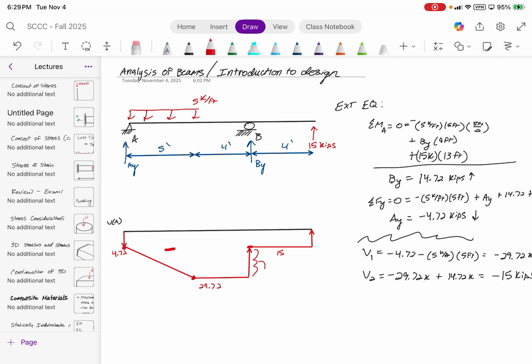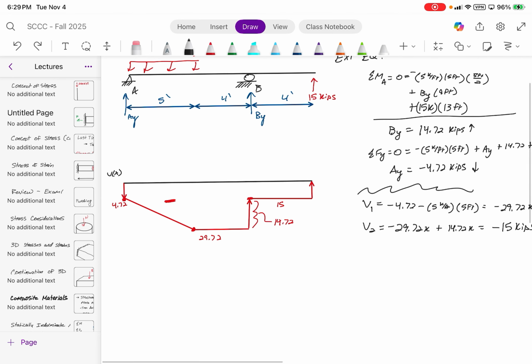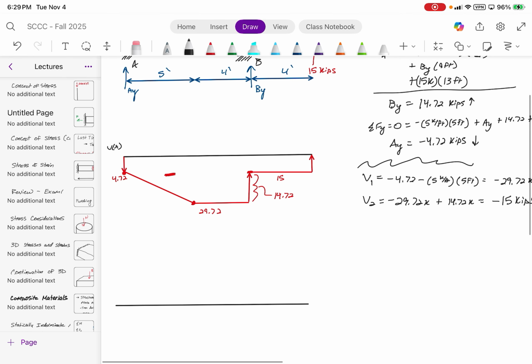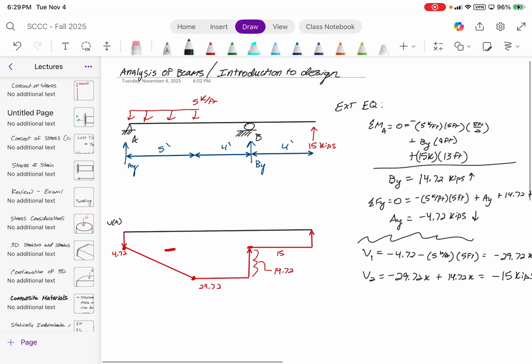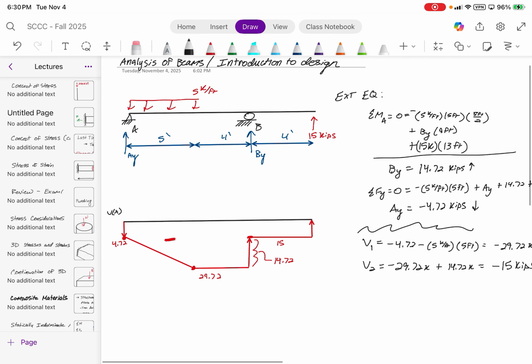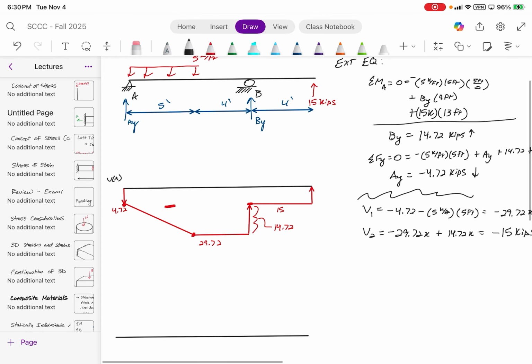This height here was that BY, which is 14.72 kips. Next step, we have to draw the bending moment diagram. Straight lines only. Now, what is the bending moment? Hold on, actually, let me double check something.